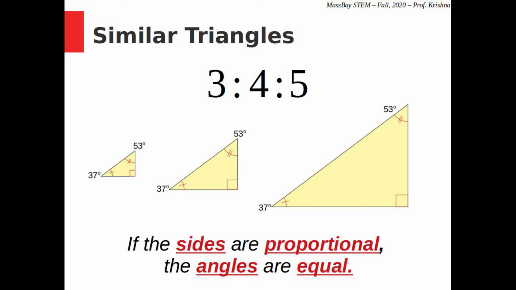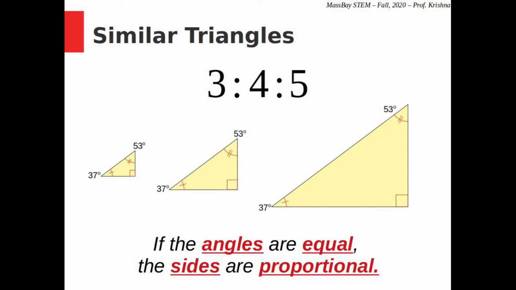Now, let's take that statement and turn it on its head. If you know that the angles in a triangle are 37 degrees, 53 degrees, and 90 degrees, then the sides must have the proportion 3 to 4 to 5. More generally, if the angles in two triangles are equal, the sides must be proportional. This sentence should also make sense because the presence of those angles forces the proportion of those sides.